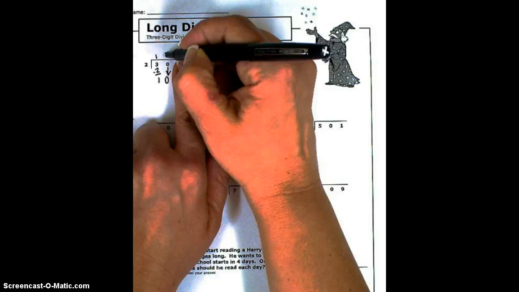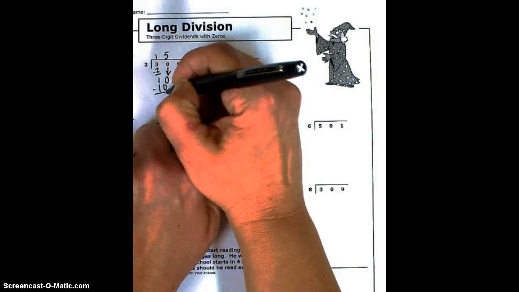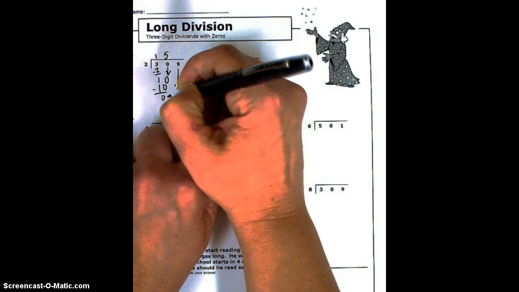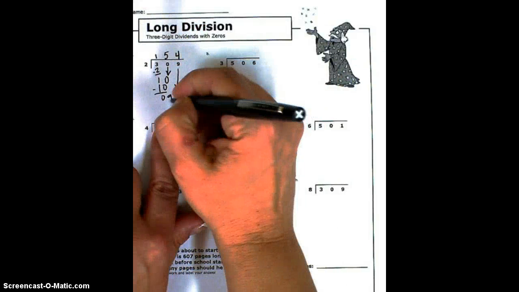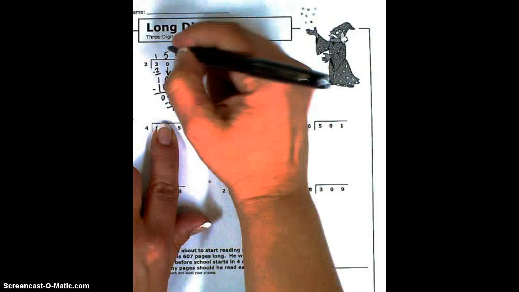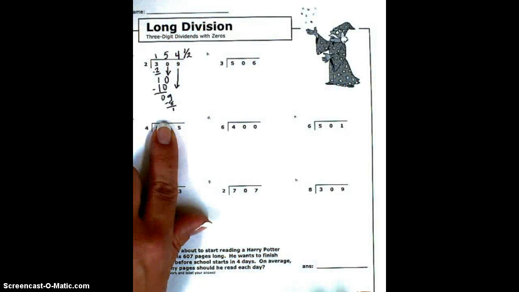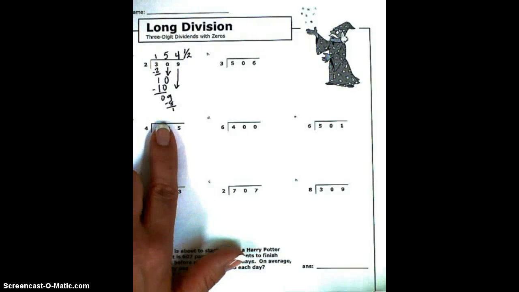And we can write down 5 times. 5 times 2 is 10. We subtract, get a 0, and bring down the 9. 2 goes into 9 4 times. You get 8, subtract, you'll have 1 left over. So 154 and 1/2, or 154.5, or 154 remainder 1, however you want to express it.